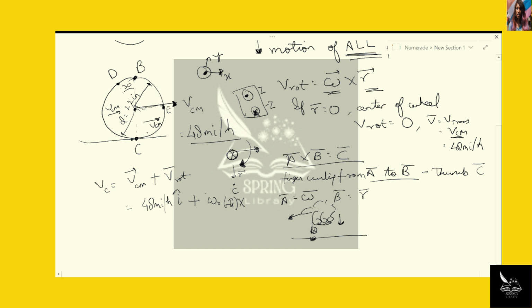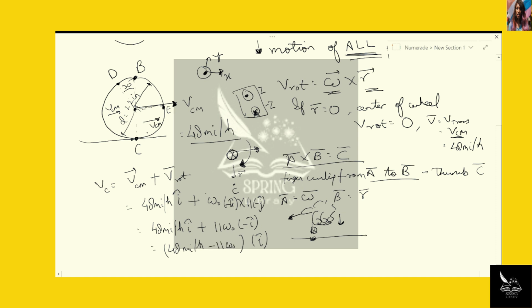R is in this direction, and we know that the diameter is 22 inches, so the radius will be 11 inches. And then the direction is going to be minus Y because it's pointing down, so this will be minus J. So you are going to get 48 miles per hour I plus 11 omega naught. Now minus minus cancel, and K cross J is minus I. So your final velocity is going to be 48 miles per hour minus 11 omega naught.